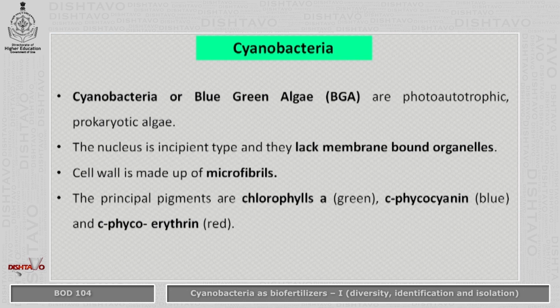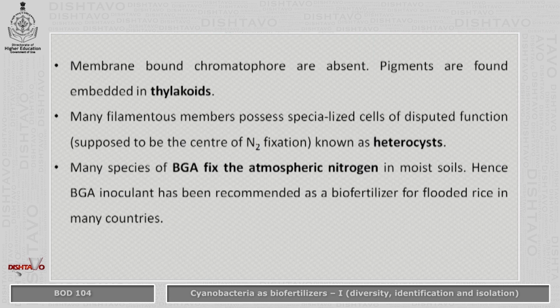Cyanobacteria, also called blue-green algae, are photoautotrophic prokaryotic algae. The nucleus is incipient type and they lack membrane-bound organelles. The cell wall is made up of microfibrils. The principal pigments include chlorophyll a, C-phycocyanin and C-phycoerythrin. Membrane-bound chromatophores are absent and the pigments are found embedded in thylakoids.